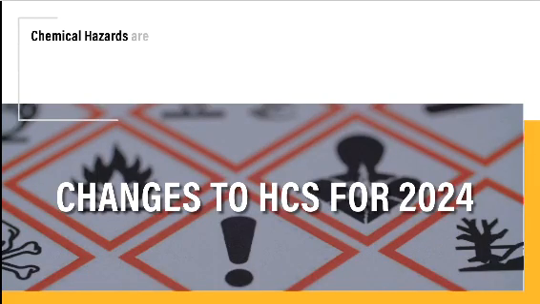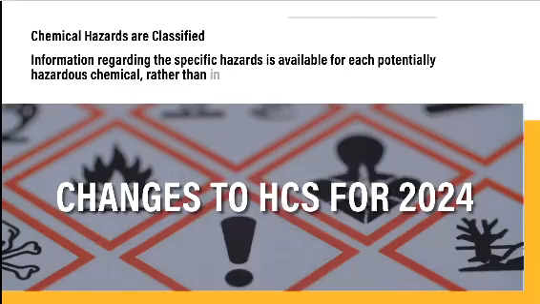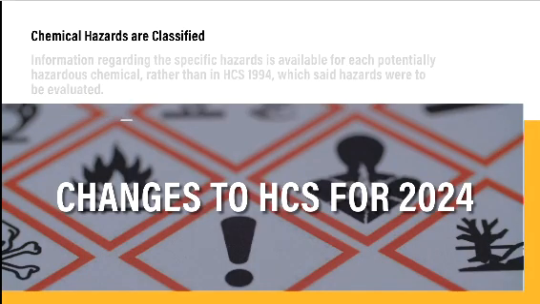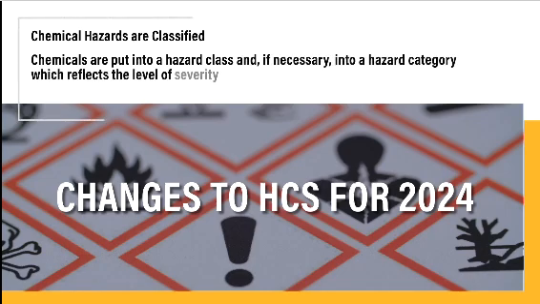Chemical hazards are now classified. Information regarding the specific hazards is available for each potentially hazardous chemical, rather than in HCS 1994, which said hazards were to be evaluated. Chemicals are now put into a hazard class and, if necessary, into a hazard category, which reflects the level of severity of the effect.